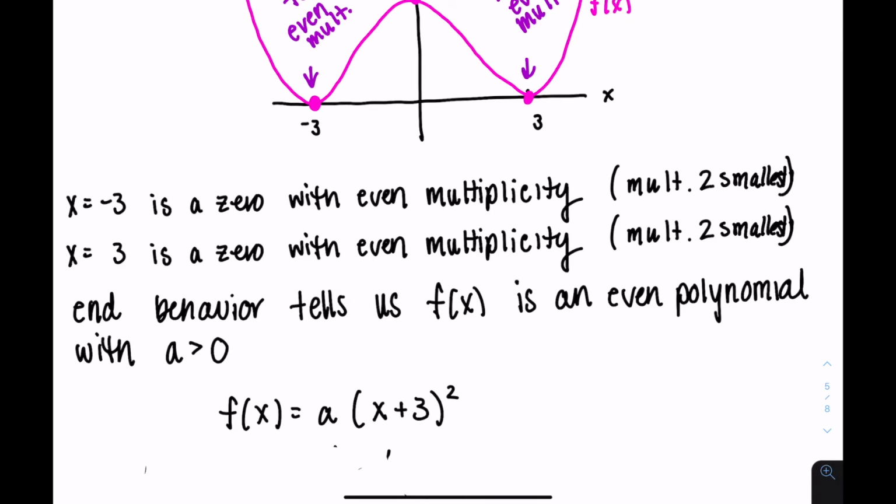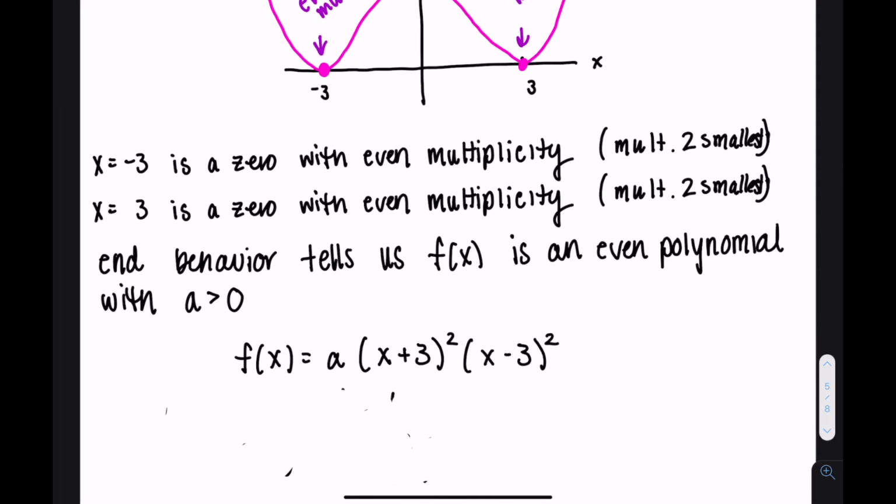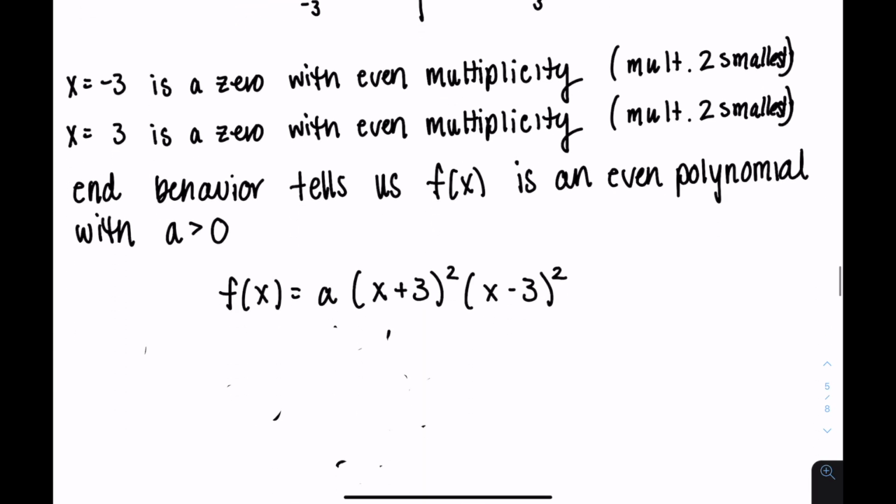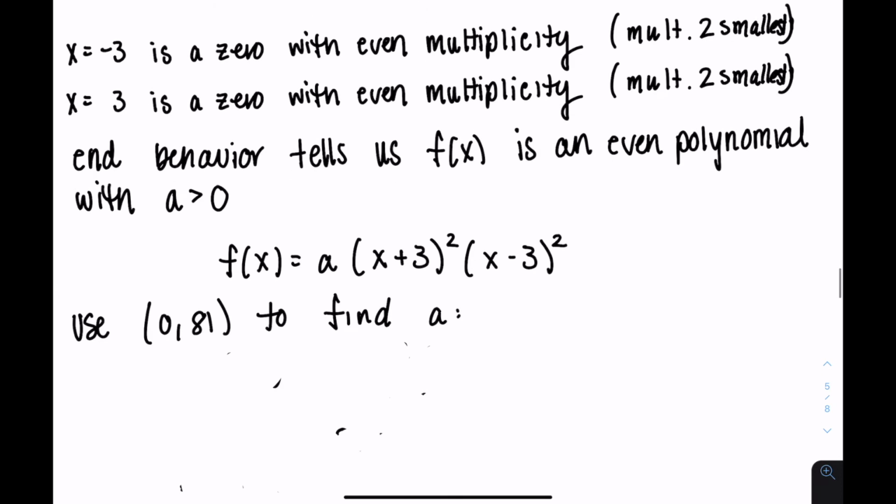X minus 3 is a 0 with multiplicity 2. So that means x minus -3, or x plus 3, squared are factors of our polynomial. And then likewise, x minus 3 squared has to be a factor of our polynomial. Now the only thing left to do, I have this point here, (0, 81), that I can use to find our value of a. So we'll use the point (0, 81) to find a.